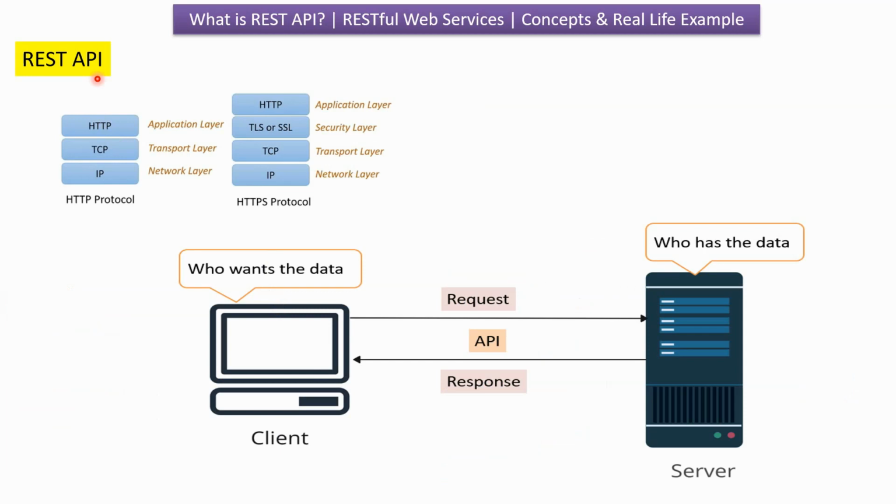In case of REST API, the communication between client and server should follow some protocol or some rules and regulations or some standard. The REST API follows the HTTP protocol or HTTPS protocol. HTTP protocol is not secured, but HTTPS protocol is secured. HTTP has a network layer, transport layer, and application layer. HTTPS has a network layer, transport layer, security layer, and application layer.